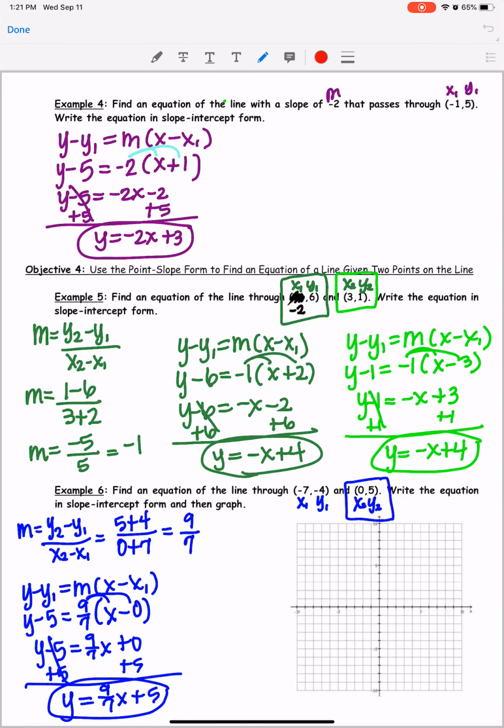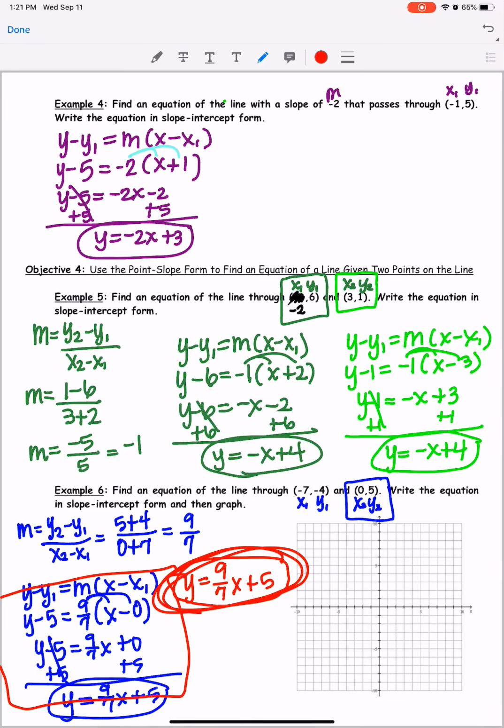So we could have just said, okay, that means we've got y equals my slope, 9 over 7 x plus b. My b is 5. So plus 5. Now you get the same answer, but this has no work. This has a lot of work. So that's just something to be on the lookout for so you don't have to do all the extra work. But let's graph this.